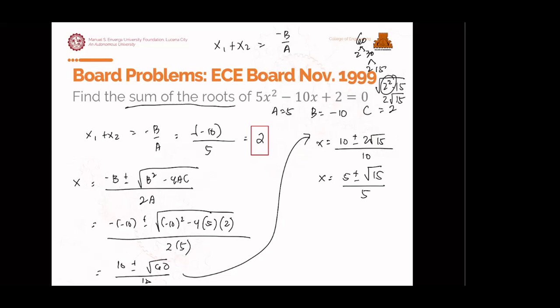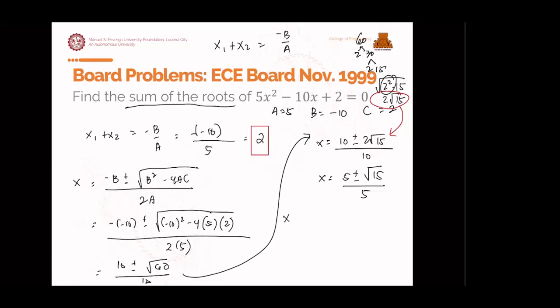Okay, kaya nagkameron ng 2 square root of 15 dito. Or simply sa calcu, pag in-input yung square root of 60, magiging 2 square root of 15 siya, no? Pag inequal. Okay. So, ito yung value natin. So, ibig sabihin ng x1 natin is yung plus, tapos yung x2 natin is yung minus.